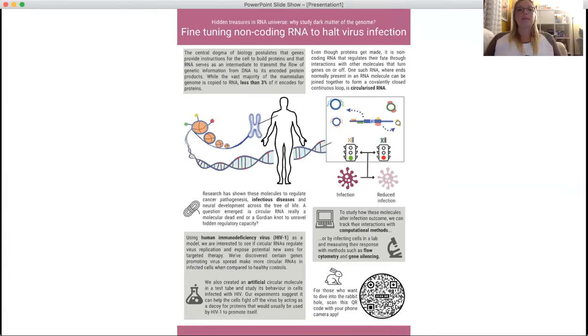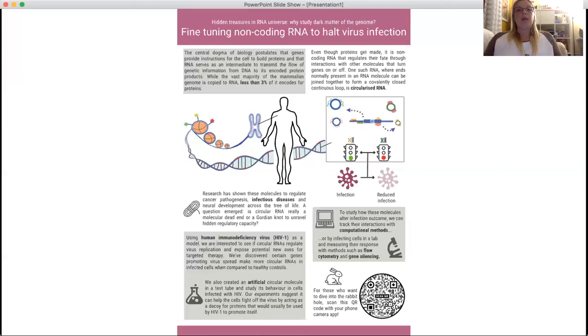Another way to study these molecules is in a lab, which we also do. And before we can study them, because they're so small, we need to visualize them. So we can mark them with fluorescent probes, which then we can visualize using different machines, such as a flow cytometer. Another thing we can do is study the effects of these molecules on genes and consequently on the infection itself. And we can do that by turning certain genes off or even turning certain circular RNAs off.